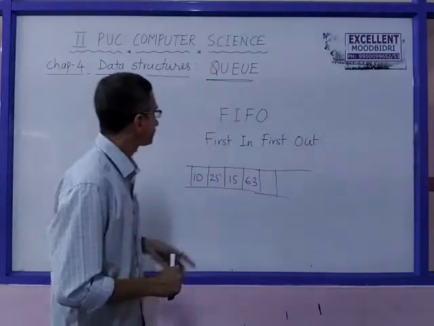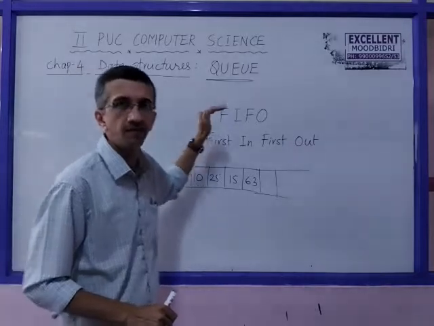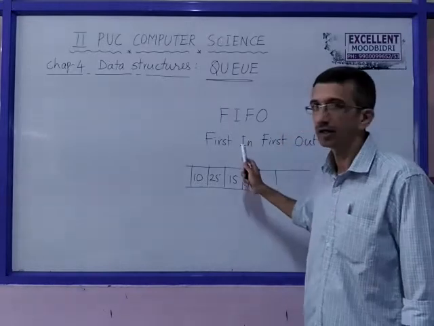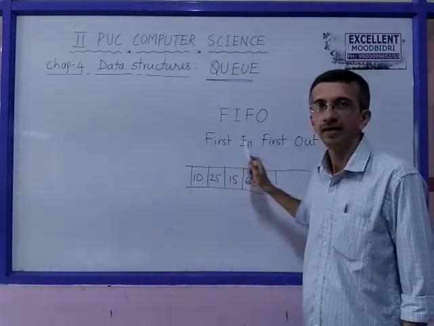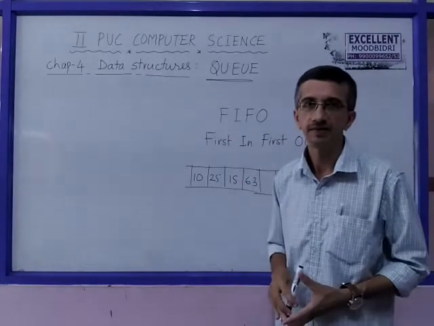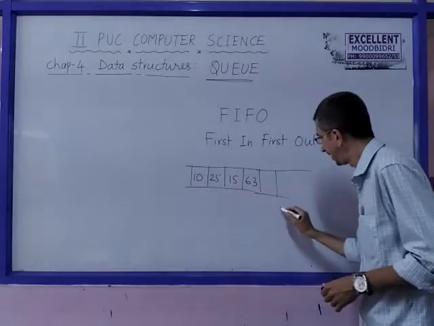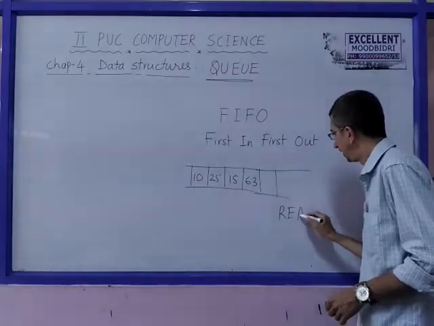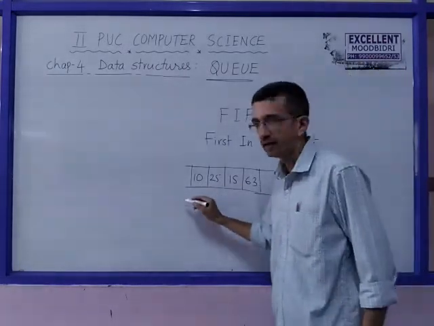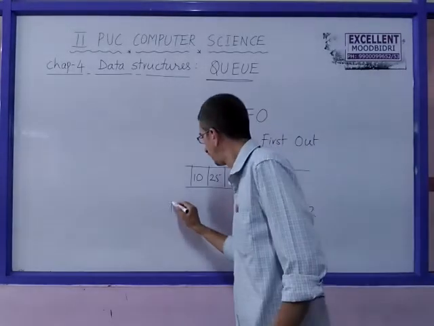So by definition, a queue is a data structure. It is a linear collection of items in which addition of a new item and deletion of an existing item happen at two different ends. The end where we add items is called the rear end. And the end of the queue where the item is deleted from is called the front of the queue, front.